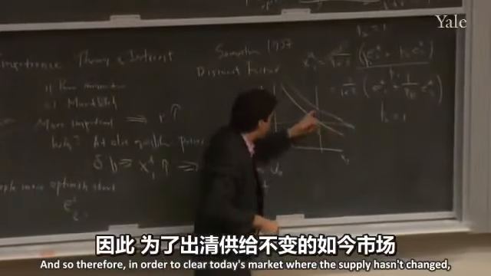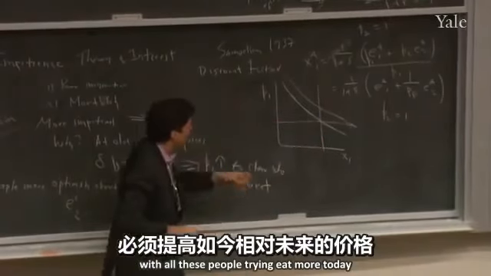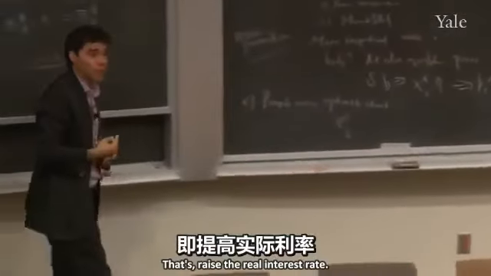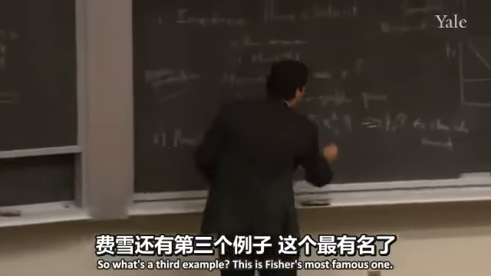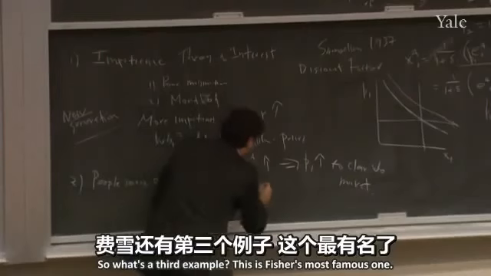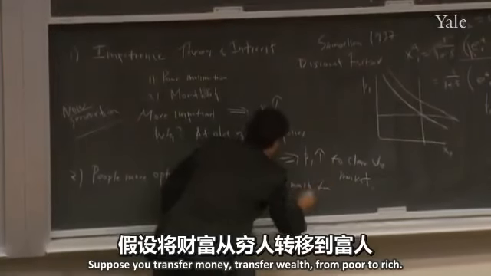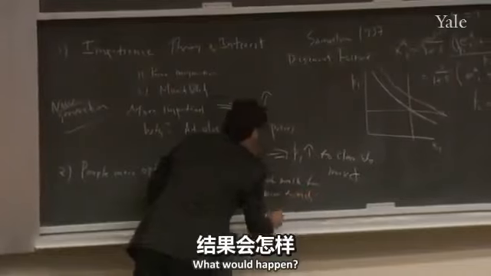And so in order to clear today's market, where the supply hasn't changed, with all these people trying to eat more today, you have to raise today's price relative to tomorrow. That's raise the real interest rate. Okay, so what's a third example? Suppose, this is Fisher's most famous one, suppose you transfer wealth from poor to rich. What would happen?